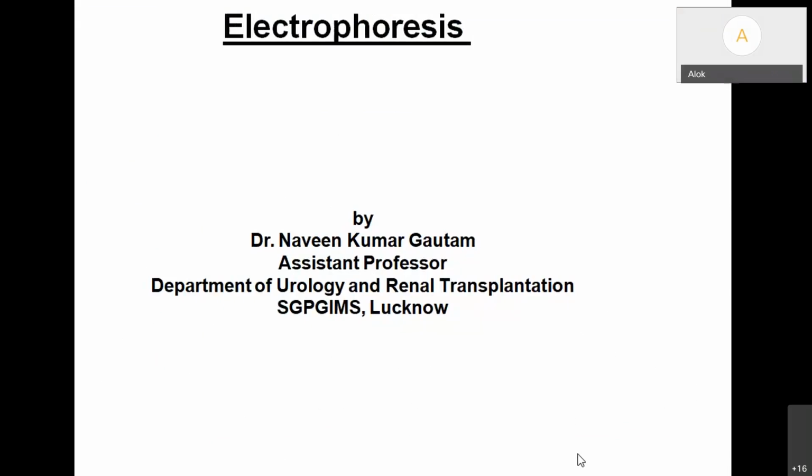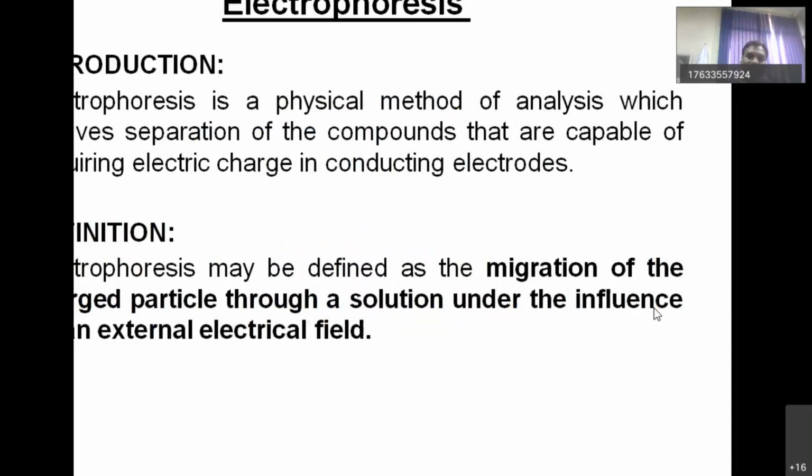Okay, so good afternoon to all of you. The responsibility is given to me to talk about electrophoresis. So I start with electrophoresis. So, introduction of electrophoresis.